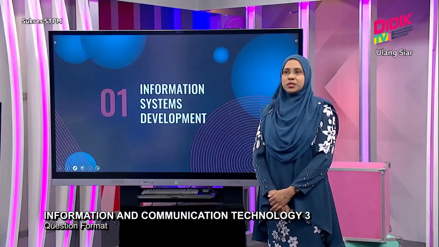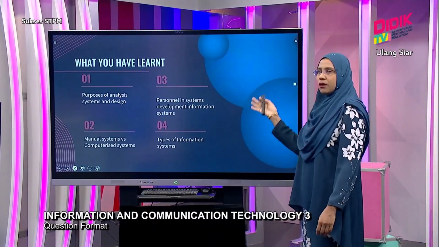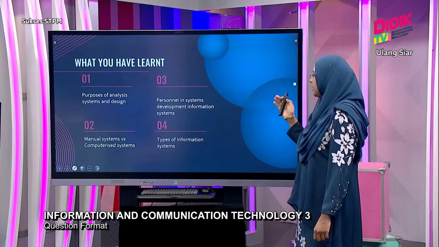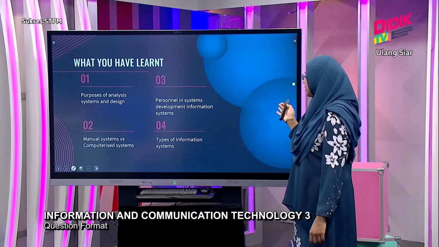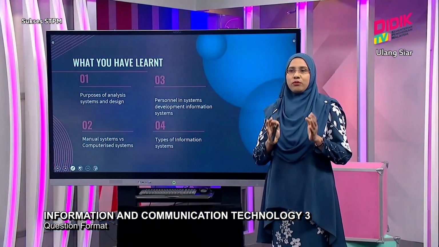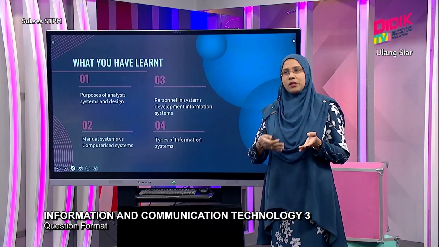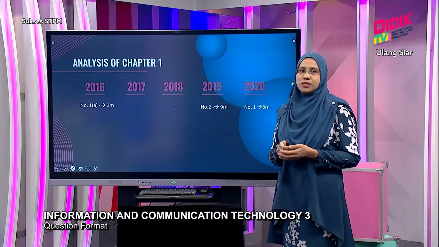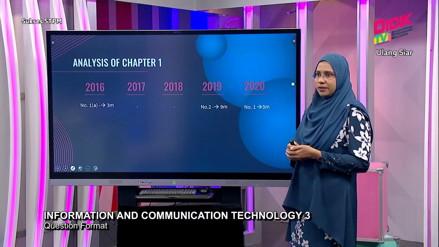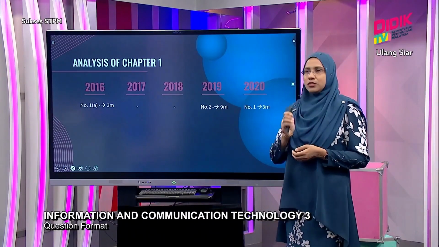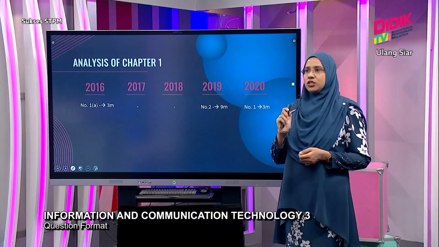The first chapter is about information system development. There are 4 topics in this chapter, a very small beginning chapter. We learn about the purpose of system analysis and design, manual system versus computerized system, the third topic is personnel in system development, and the fourth is types of information system. In this chapter you have to read and remember, because your knowledge will be tested. I did a 5 year analysis from 2016 until 2020. For chapter 1, questions came out in 2016, 2019 and 2020, mostly in Section A.